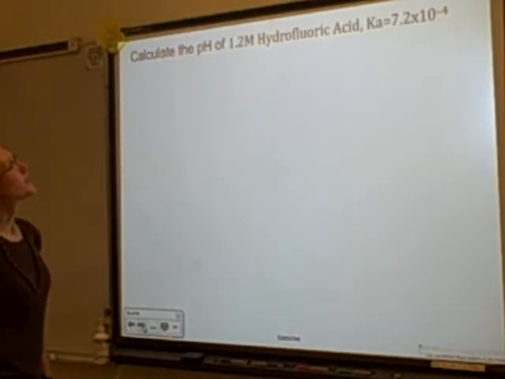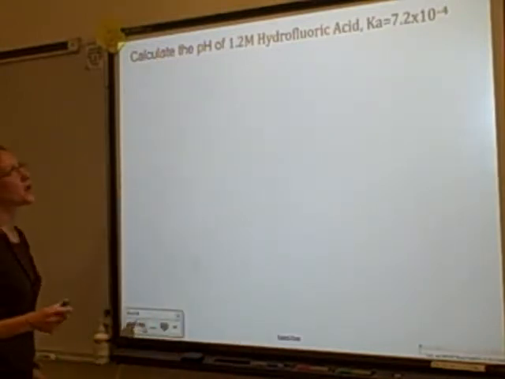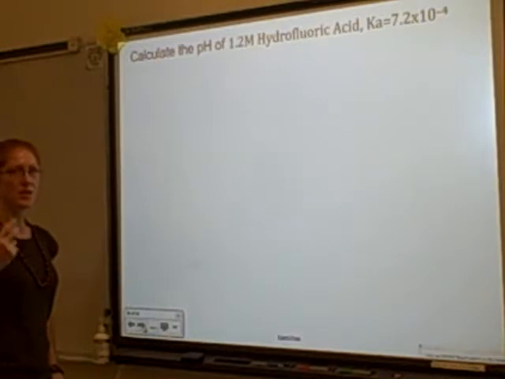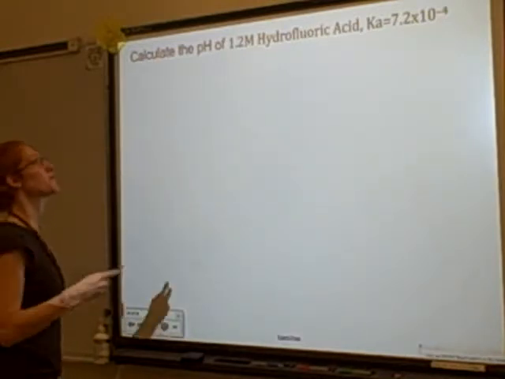So let's get the pH of a 1.2 molar hydrofluoric acid, and we're given the Ka. We'll do the same thing that we used to do with equilibrium problems: write the equation, set up the ICE table, write the K expression, and start solving for stuff.